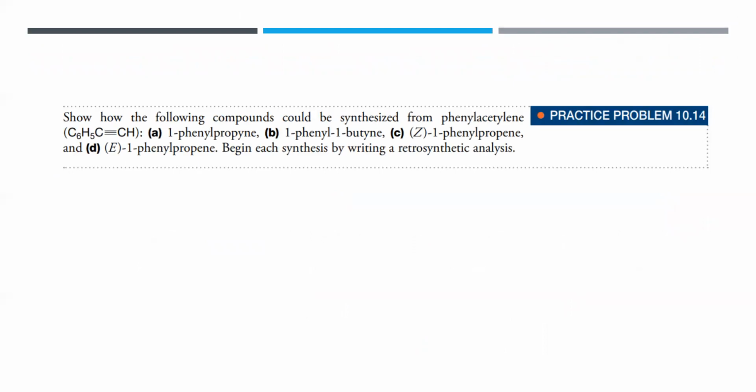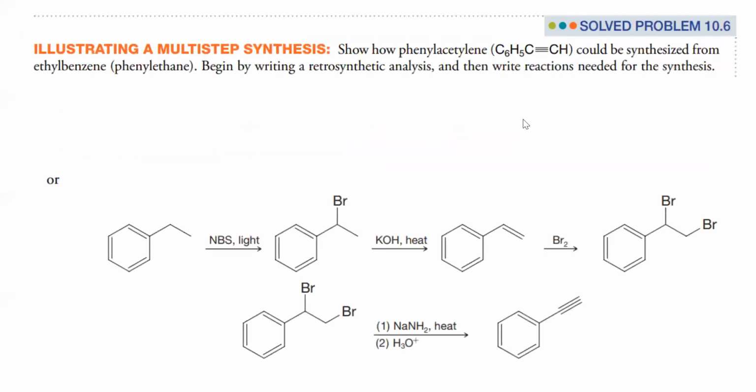Practice problem: show how the following compounds could be synthesized from phenylacetylene. So you have here 1-phenylpropyne, phenylbutane. Okay, again, these are applications of the reactions you've learned before. And whenever you have the benzylic position, you can substitute it. Whenever you have an alkyl halide, that will always then be the start of the reaction.